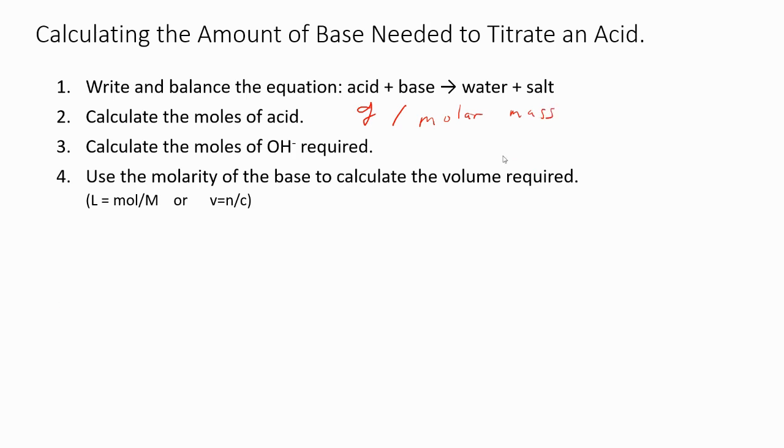Okay, and then based on our mole ratio, based on how many moles of base we need for acid, we can figure out how much hydroxide we need. And then we'll have moles of hydroxide. And then we're going to use the molarity of the base to calculate the volume. So they're going to give us the molarity. We'll have the moles, so n is moles. We'll have the concentration. We'll do moles divided by concentration to get volume. So it looks like a lot of steps, but it's not too bad.